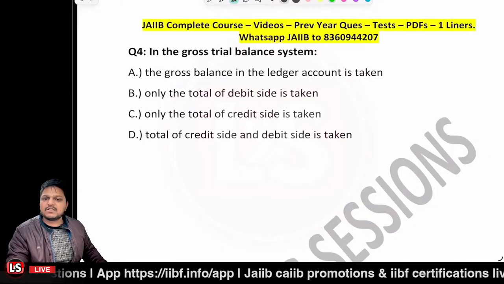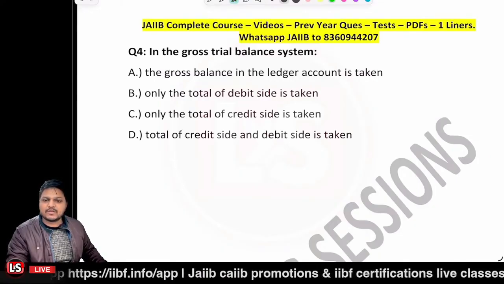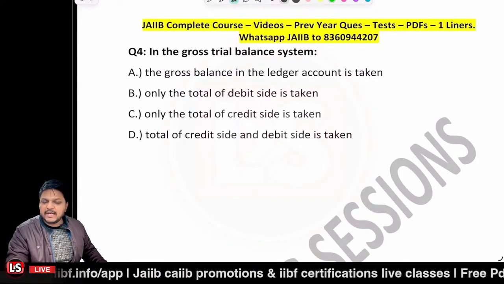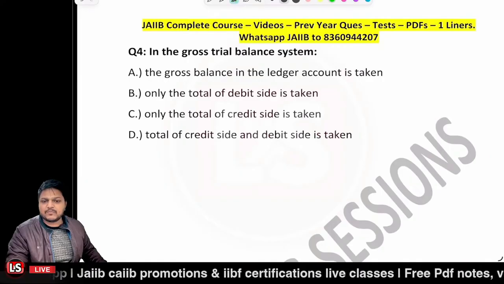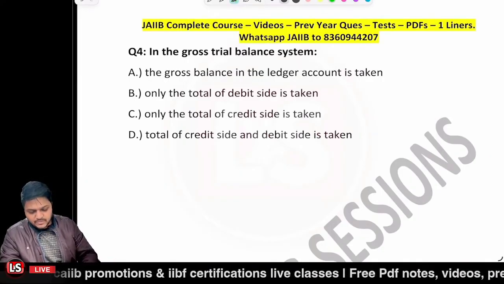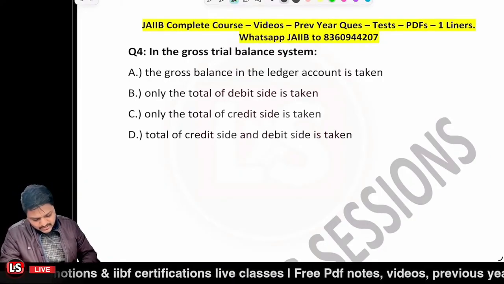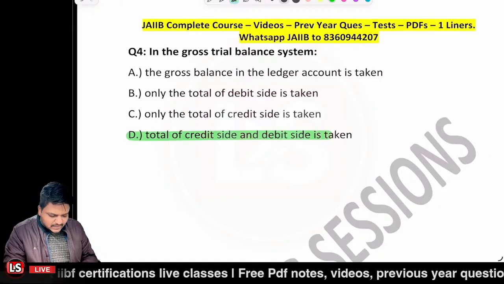Gross trial balance system and the net trial balance system. Which one is to be taken care? It is gross trial balance system. Very right. Option D will be the right answer. So Sri Krishna has answered here, and that's very correct.